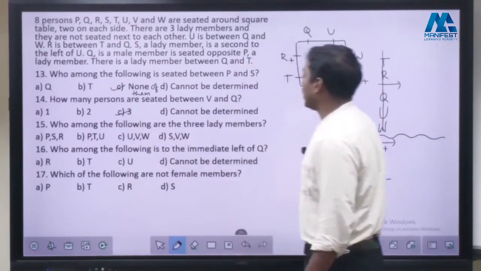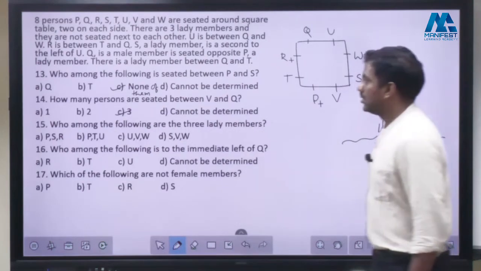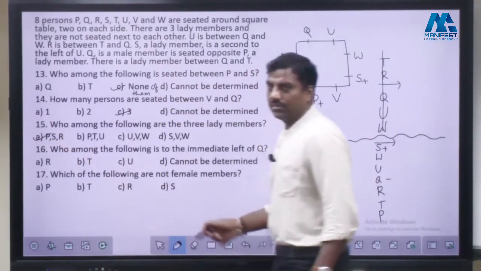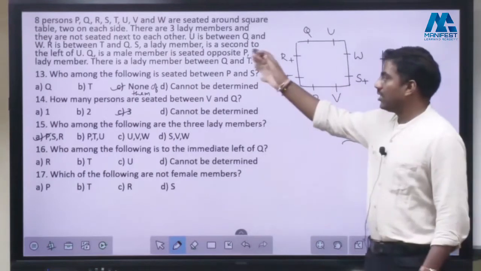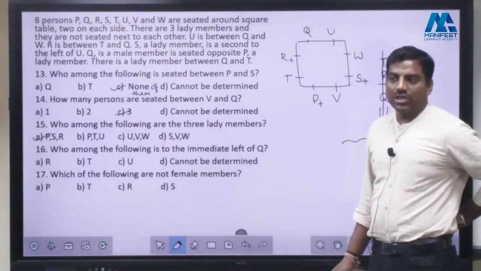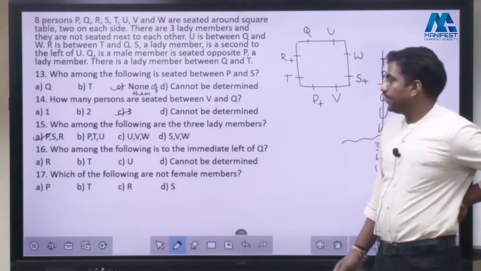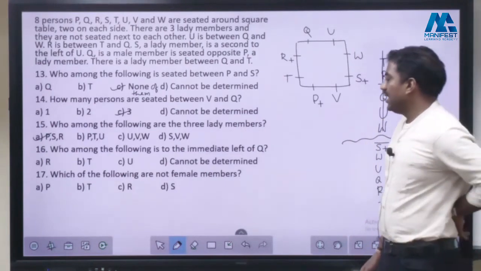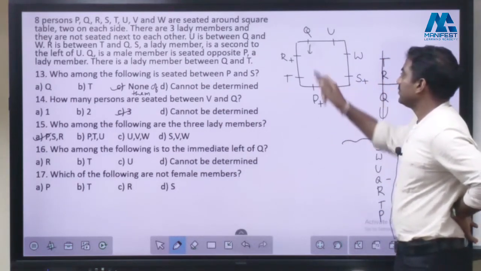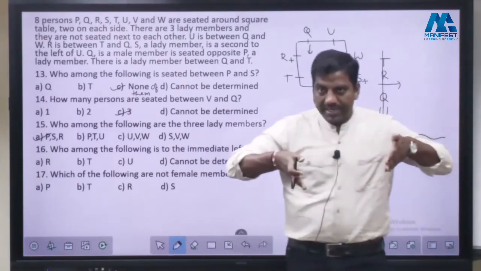Who among the following are the 3 lady members? You don't have to construct a seating arrangement for this because they have mentioned it in the sentences only. Yes, they have only mentioned all these 3 persons, right? Yeah. Who among the following is to the immediate left of Q? Q is facing like this. Immediate to the left.